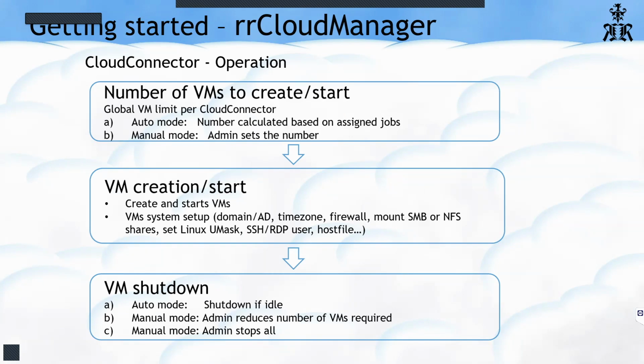You then have two operation modes. The first one is the auto mode. The number of VMs that shall be used on that cloud connector will be calculated by the Royal Render server. And this number is then transferred to the cloud manager, and then the cloud manager will spin up this number of machines. And you can also do the manual way.